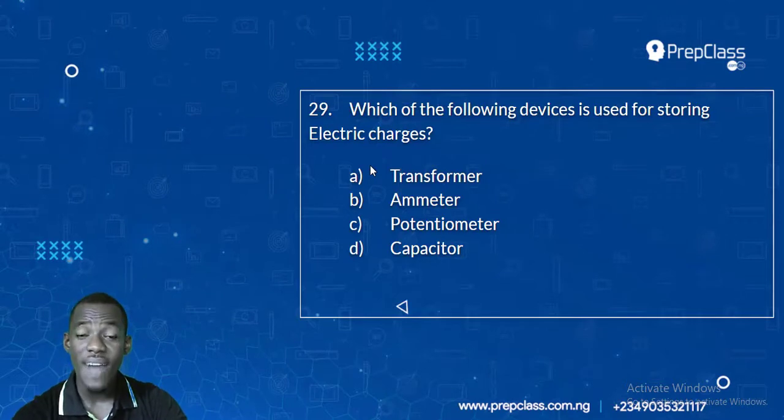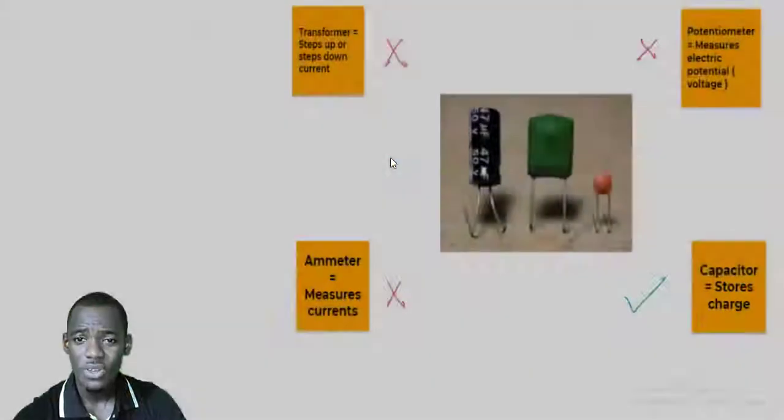Which of the following devices is used for storing electric charge? Now, is a transformer used for storing? Do you use a transformer to store charge? Do you think so? Now, ammeter, potentiometer, capacitor. This is very straightforward. This is very easy. Now, a transformer is not used for storing charge. It's for stepping up and stepping down voltage. So, transformer is the wrong answer. Then, ammeter. Do we use an ammeter for storing charge?